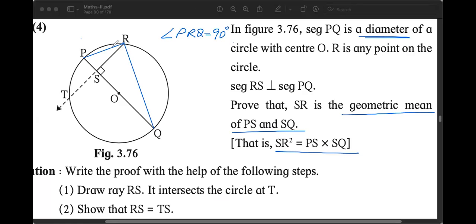So now we have a right angle triangle in which we are drawing an altitude, a perpendicular from the 90 degree vertex to the hypotenuse. This is what we learned in the theorem of geometric mean, that SR square or RS square will be equal to PS and SQ. So if we join PR and RQ, we can simply prove it by the theorem of geometric mean. Let me remind you once again with more details.